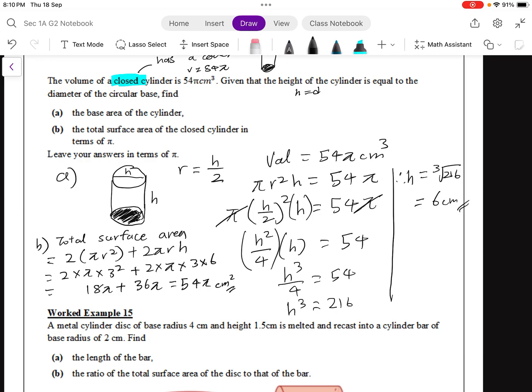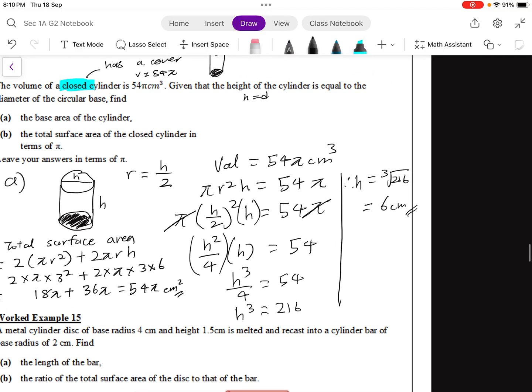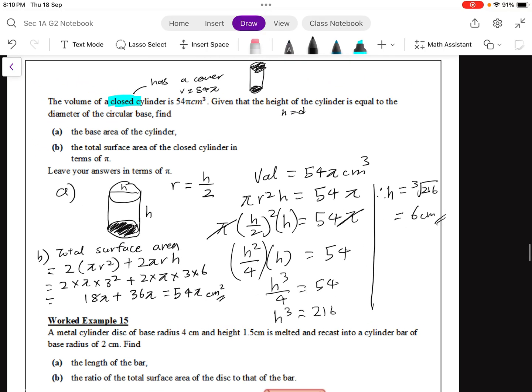Okay, since we know that our volume is the area of the 2D circle times the height, making it 3D, right? So the area of a circle is pi r squared. But the tricky part here is that your height is your diameter, and your diameter is 2 radius. So your height is 2 radius, and your radius is height divided by 2.